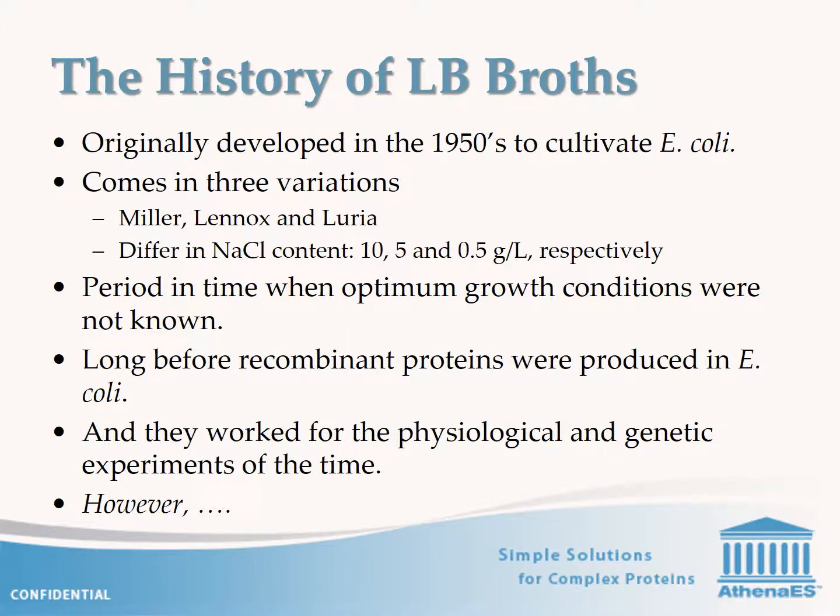For historical reasons, many commonly used protocols for the expression of proteins in E. coli employ LB broth culture medium. The LB broths were first developed in the 1950s, have three different versions often called Miller, Lennox, and Luria, after the scientists who devised the formulation. These media were developed at a time before the optimum conditions for cultivating E. coli were known, and long before recombinant proteins were first produced in this organism. These formulations worked for the physiological and genetics experiments of the time. However, the LB broths have a few drawbacks.